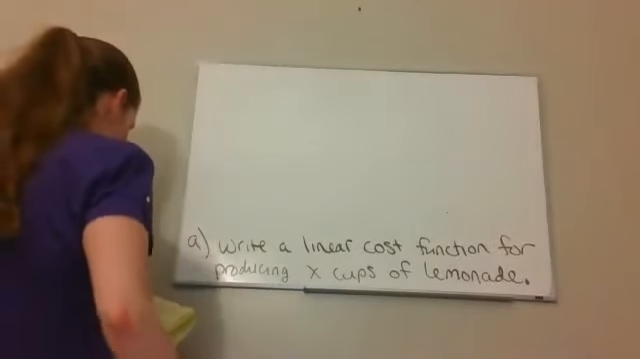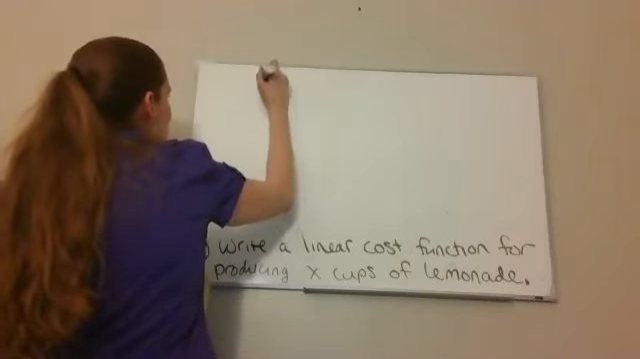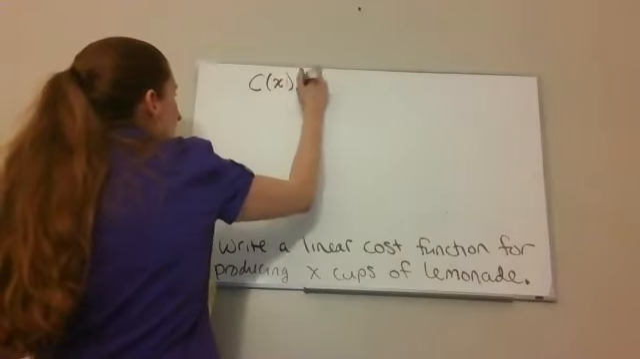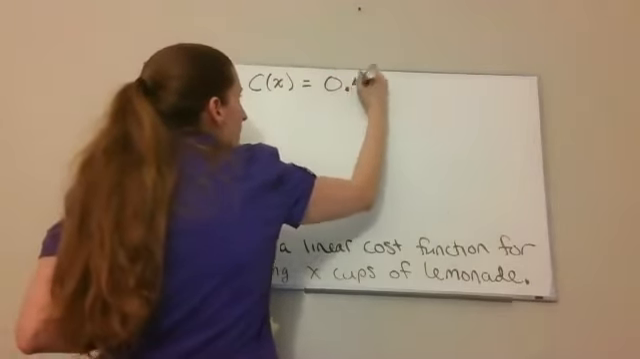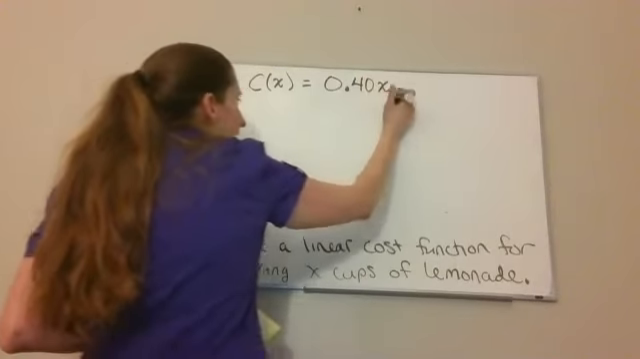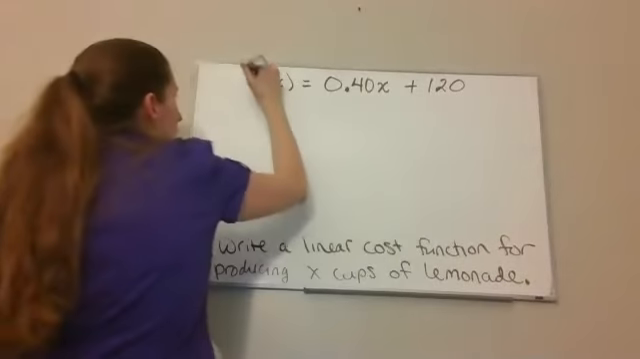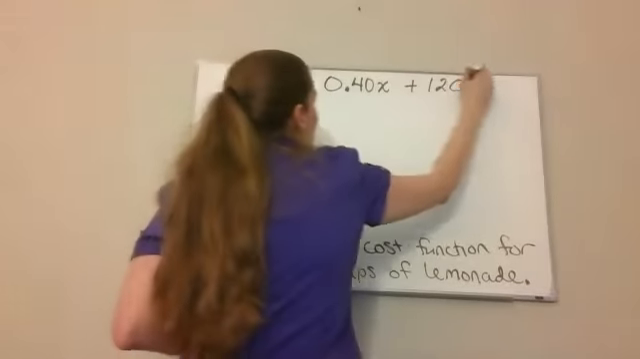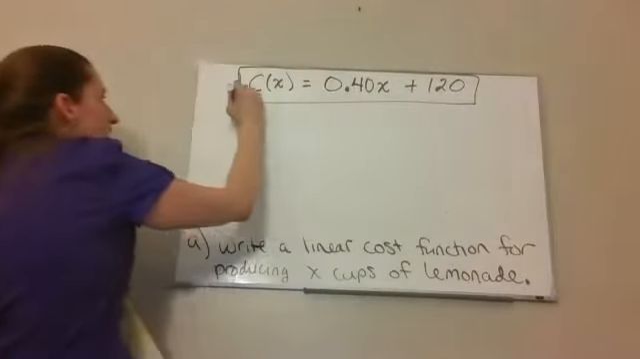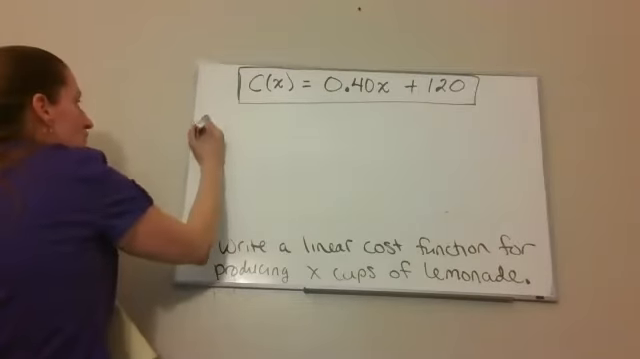So we have that my cost function is 40 cents per cup, so that's 40 cents times X, plus my fixed cost of $120 for renting the booth. And there is my linear cost function.